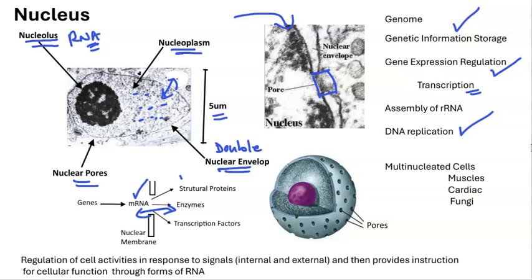things like forms of muscle cells and fungal cells, whereas cardiac muscle tends to have a single nucleus, but striated skeletal muscle cells will have multiple nuclei, and fungi tend to have multiple nuclei as well. So we'll take a look at those features later on.